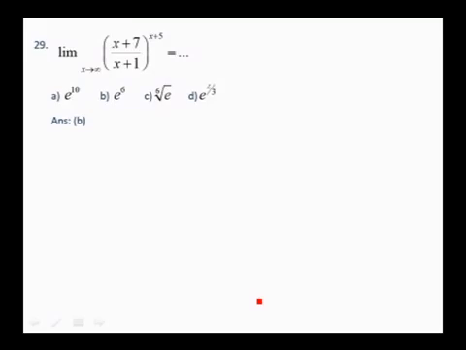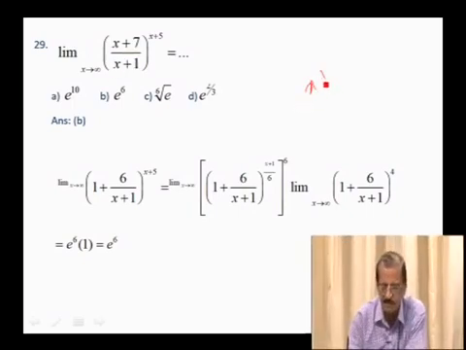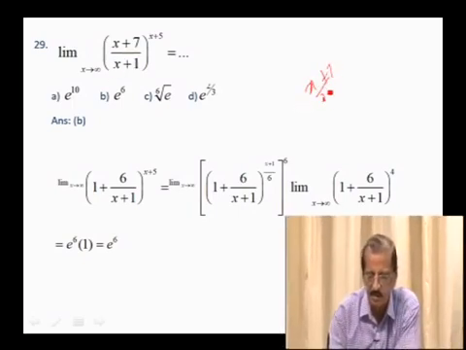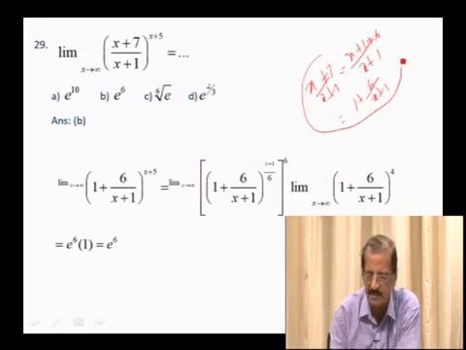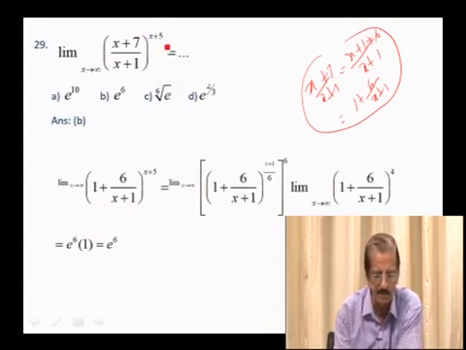Limit as x tends to infinity of (x plus 7 over x plus 1) whole to the power of x plus 5. So here I can rewrite this as x plus 7 over x plus 1, if you write that x plus 7 as x plus 1 plus 6 over x plus 1, I can write this as 1 plus 6 over x plus 1. So I can rewrite like this. So it is 1 plus 6 over x plus 1 whole to the power of x plus 5.